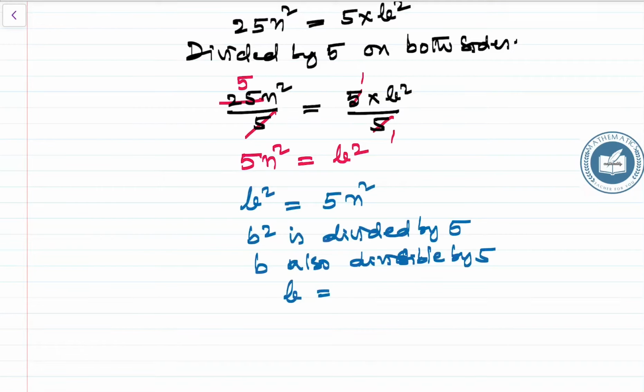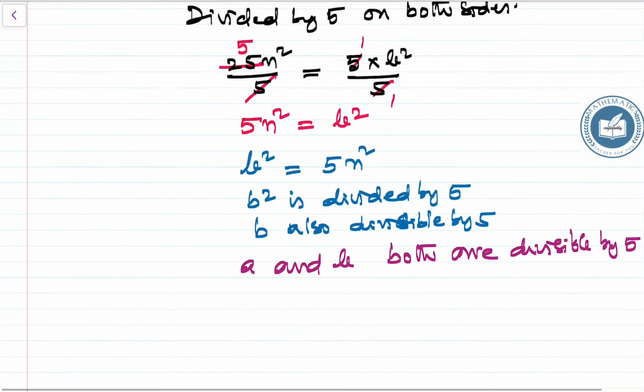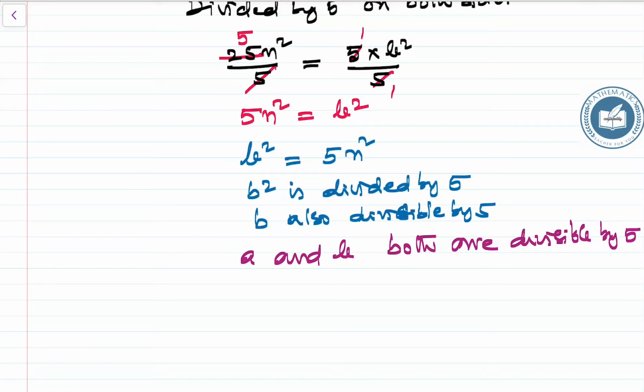From this we can understand here, a and b both are divisible by 5. So a and b both are divisible by 5. So 5 is the common factor.